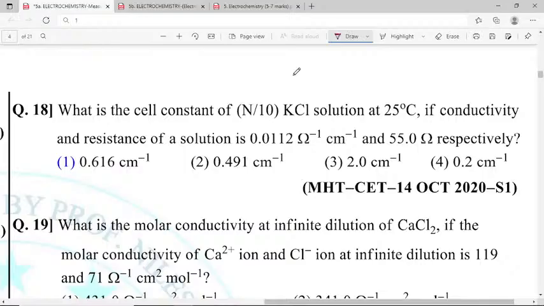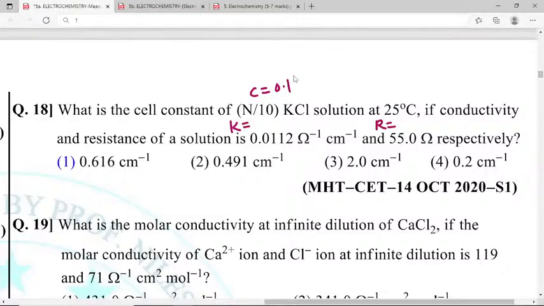What is the cell constant? Again, what is the cell constant? C is concentration, given 0.1. Temperature, conductivity, resistance. So this is conductivity K, resistance. Again, same formula, K into R. Cell constant is equal to K into R, conductivity multiplied by resistance.